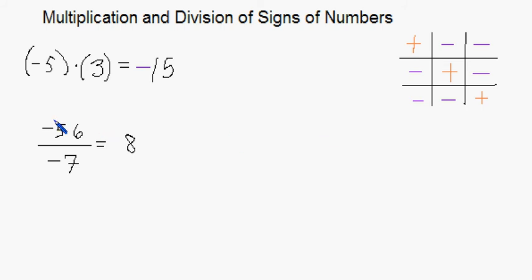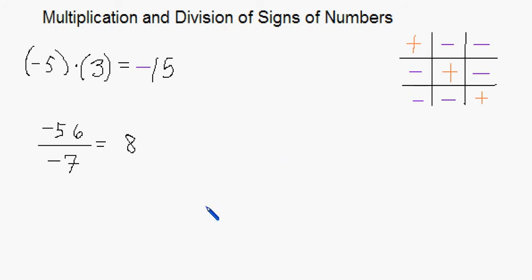Well, we're dividing a negative number by a negative number. So if we take a look at this, a negative number divided by a negative number should be positive. So the answer here is positive. If you want, you can write a plus sign, but really it is not necessary. All you have to do is just write a +8. So therefore, our final answer is +8.